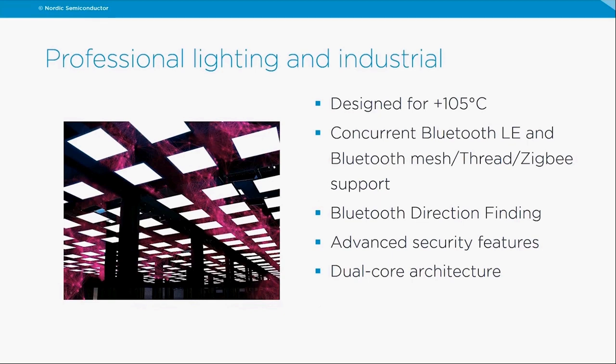It also supports Bluetooth direction finding and is more than capable of doing all the angle of arrival and angle of departure roles. And a very interesting use case is to combine the lighting system with a real-time locating system. Advanced security is required for the professional market, and the dual-core architecture here might not be needed for pure lighting control, but if you want to do something more, this is typically where the value lies. It is very, very useful.